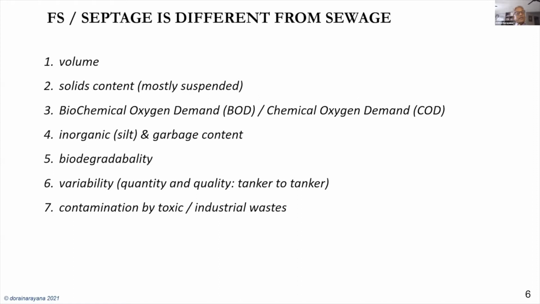Then the variability. Sewage is variable, but not that much. Whereas the septage can vary from tanker to tanker, from place to place, because it is coming from different containments and there's not much mixing taking place. And finally, there's a potential contamination of fecal sludge or septage by toxic or industrial waste. The reason is that these tankers which are emptying the containments could also be taking some industrial waste from somewhere, which, if the control is not very good, ends up in our treatment facility as well, right? So these are the key differences.